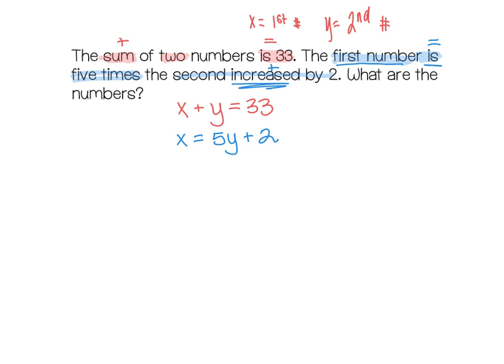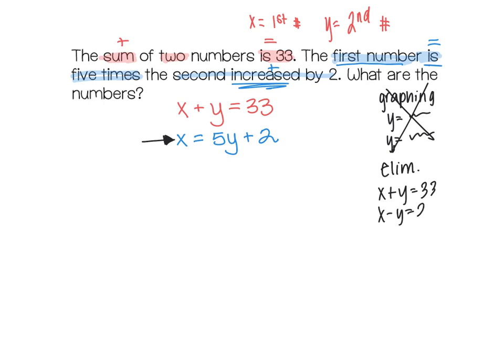Now, if you look at this setup, this equation here is not what it needs to be for us to do elimination using the calculator. And so remember our options were graphing. And for graphing, we needed y equals. Okay, not a graphing problem. For elimination, it was, x plus y equals 33, x minus y equals 2. Okay, not elimination. That means substitution.